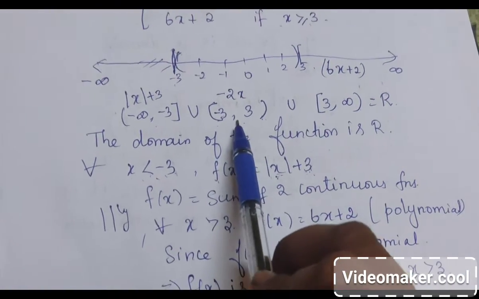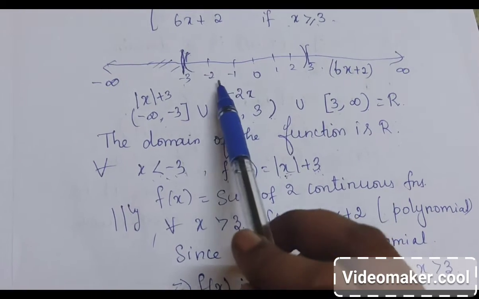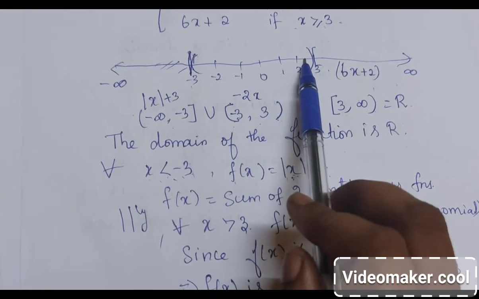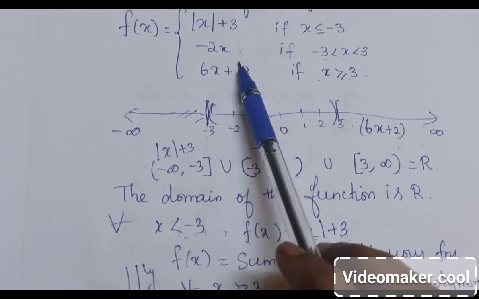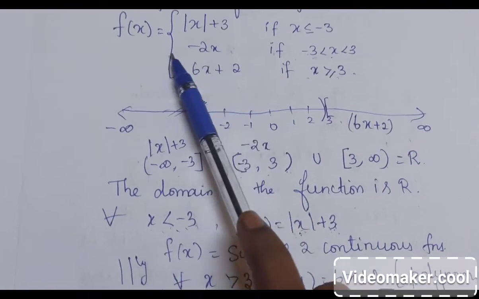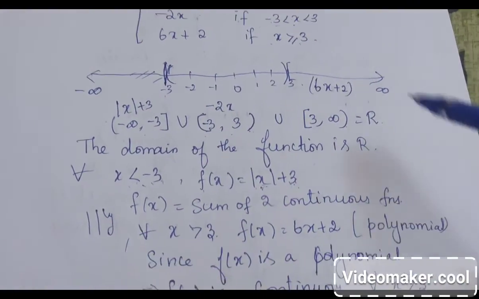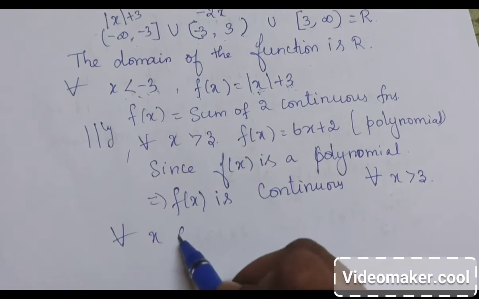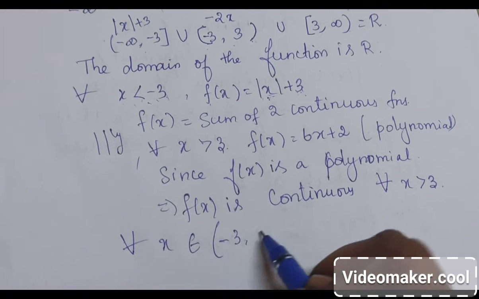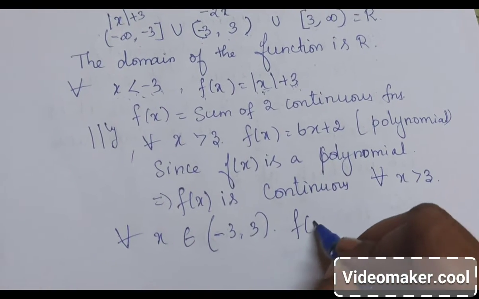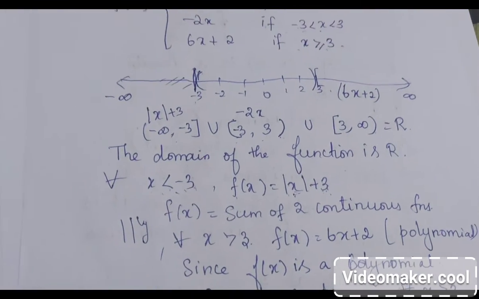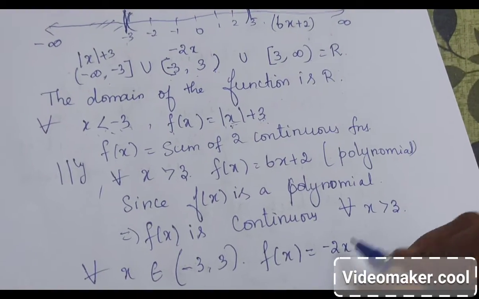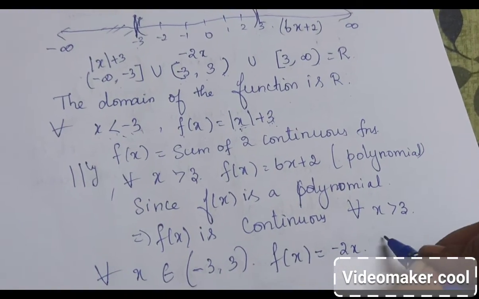Within this interval, if you choose any point, -2, -1, 0, 1, 2, and in the neighborhood of that point, we get the functional value as -2x. For all of these, the function is continuous. So for all x belonging to this interval, f of x is equal to minus 2x. Since again it is a polynomial function, it's a polynomial.